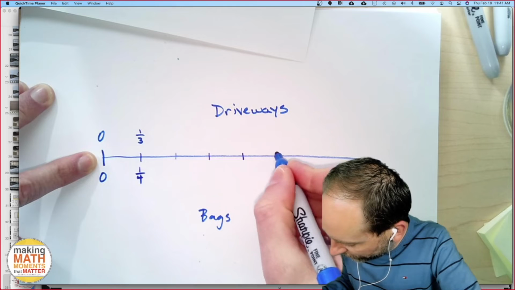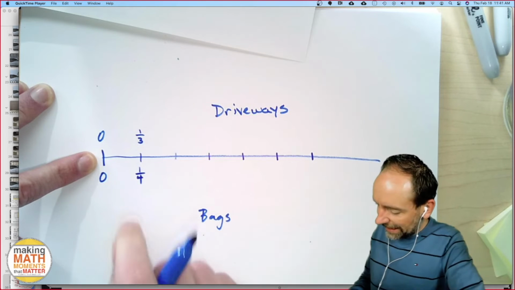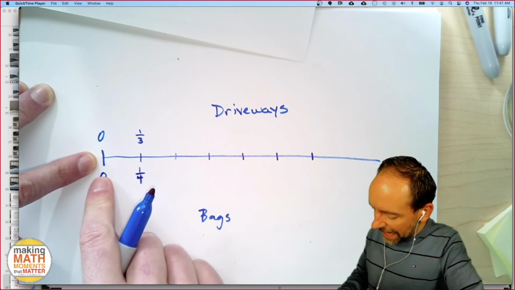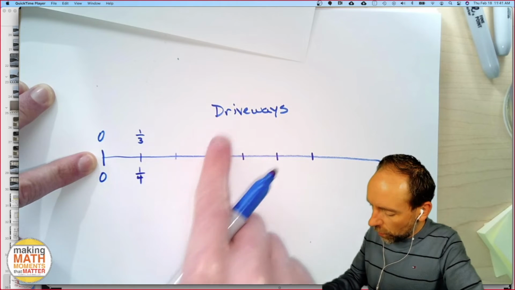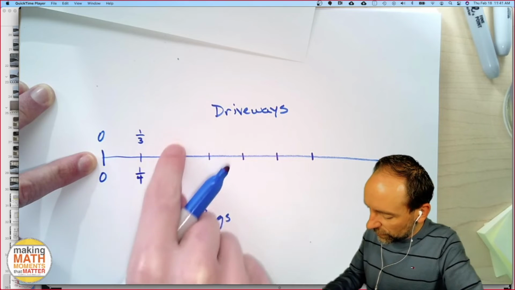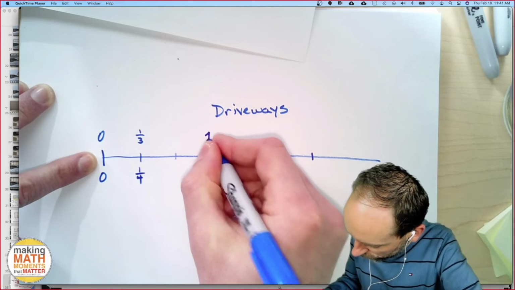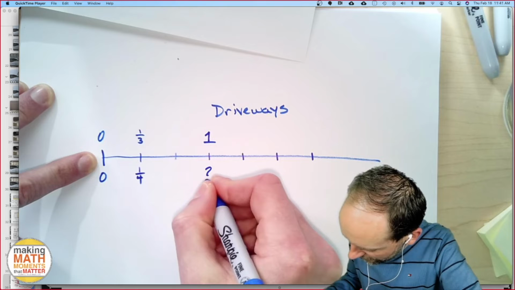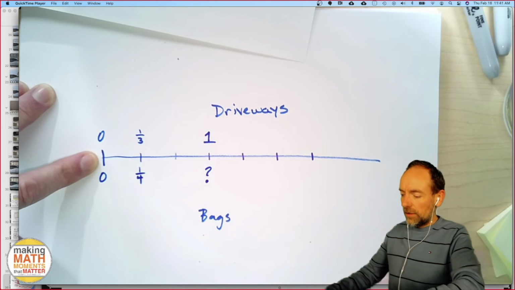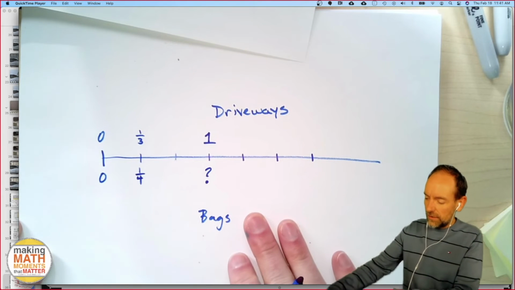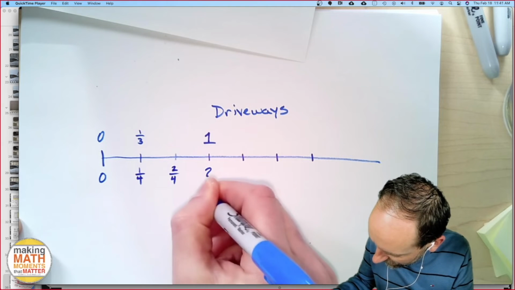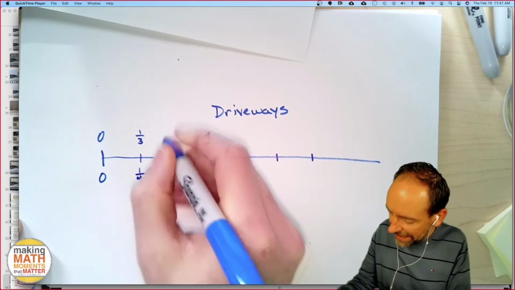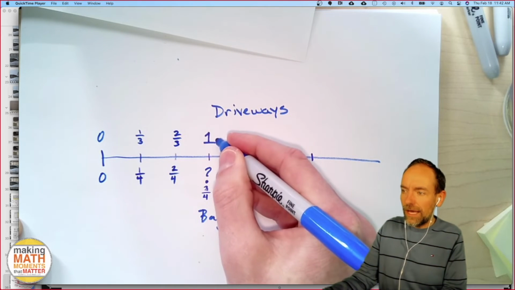Because what we were trying to figure out was, wait a second, we wanted to know how much of a bag of salt it would take to do 1 whole driveway? 1/3, 2/3, 3/3, 1 whole driveway. We wanted to find out this number right here. Holy smokeroos. And you folks just told me that that is 3/4 of a bag and 1 whole driveway.